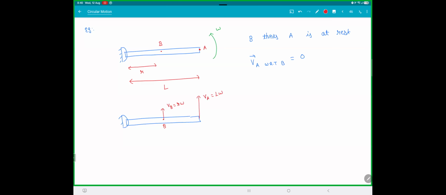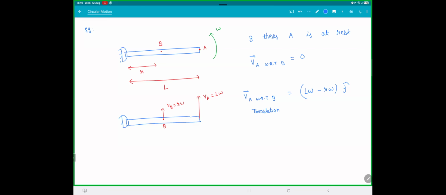So if I use kinematics, relative velocity, velocity of A with respect to B, what we used to write? We used to write VA minus VB. So that will be L omega minus R omega, J cap. This is not zero, did you see? Isn't that how you find relative velocity? But the catch is, this is a translatory frame.